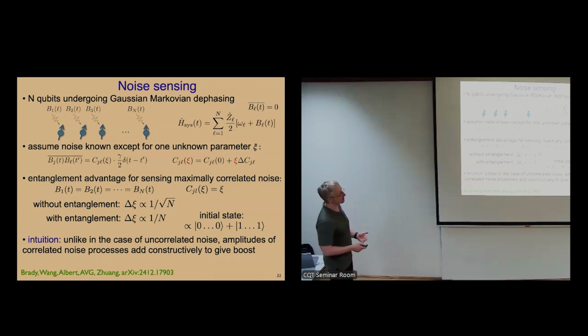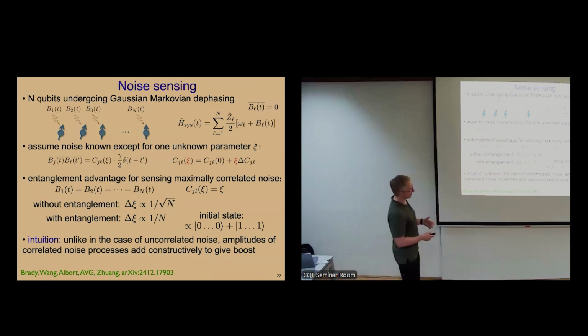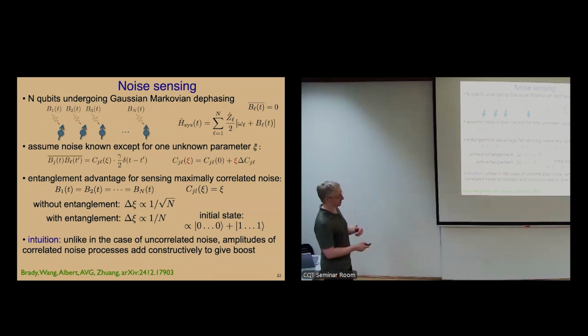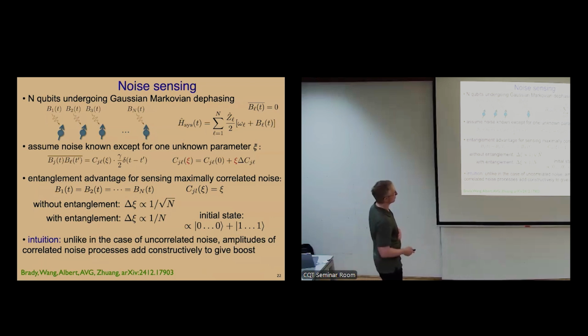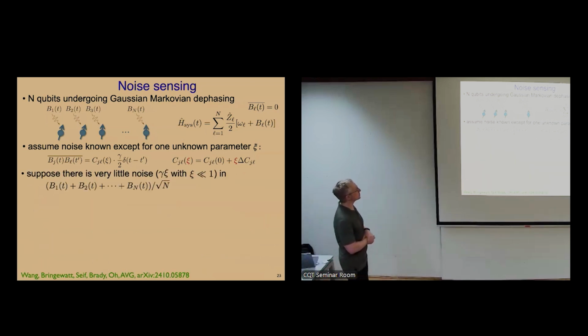And the intuition is that unlike in the case of uncorrelated noise where entanglement doesn't help, here the amplitudes of correlated noise processes add constructively and kind of give a boost. So maybe it's obvious. Anyway, so there's this improvement. So the second example is perhaps more interesting.